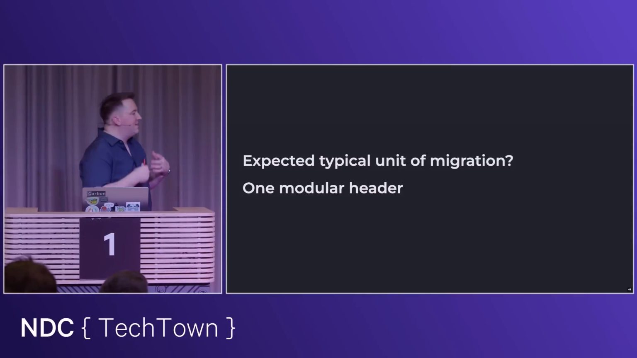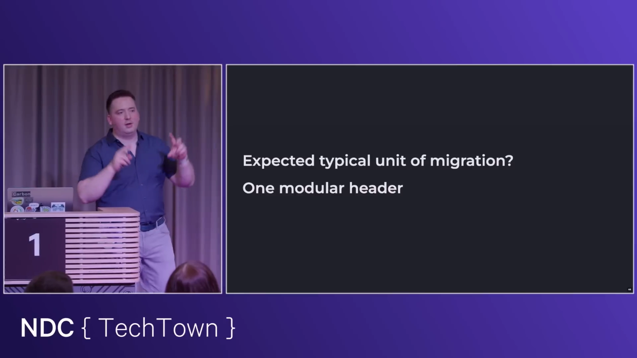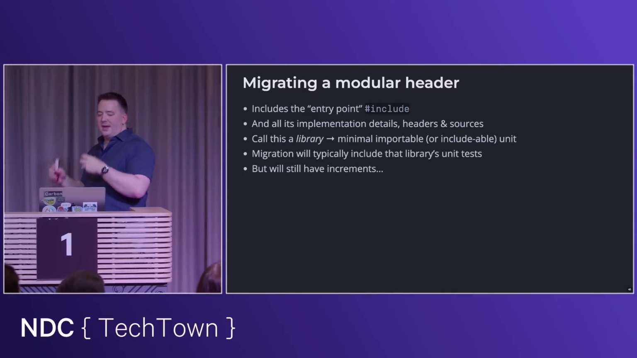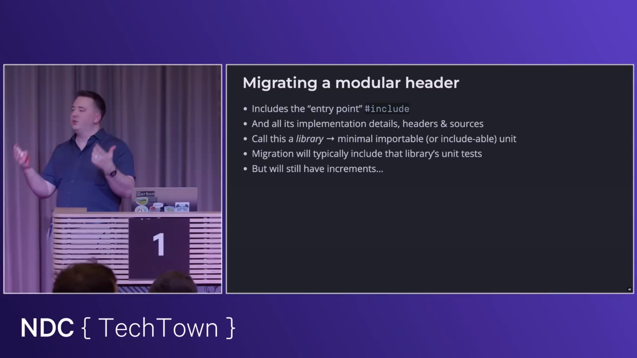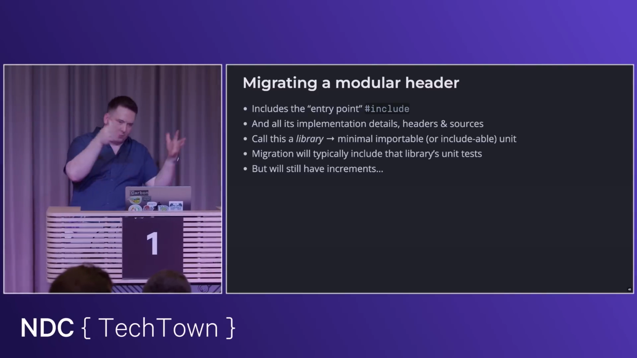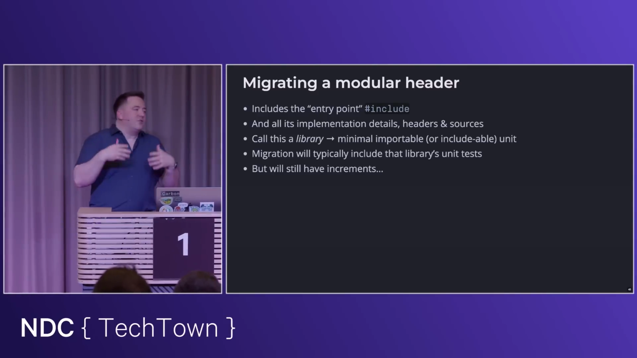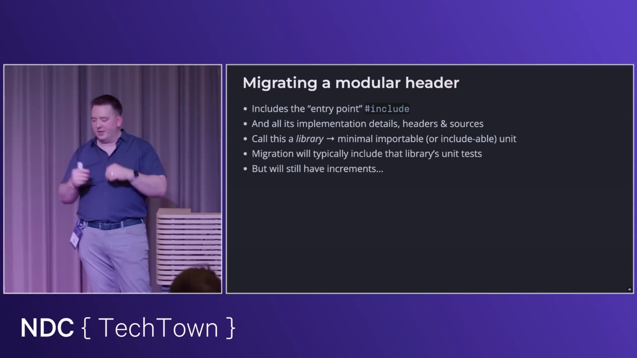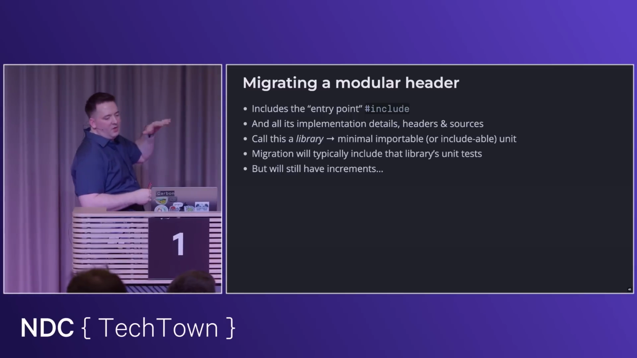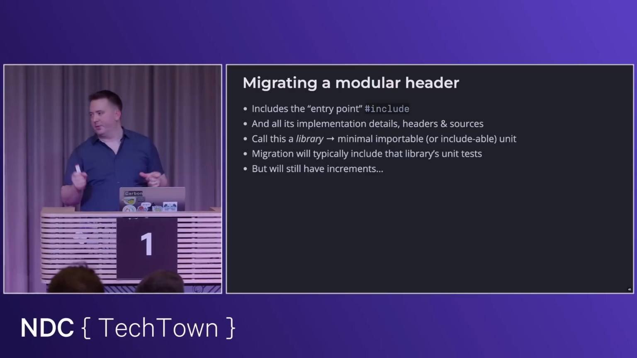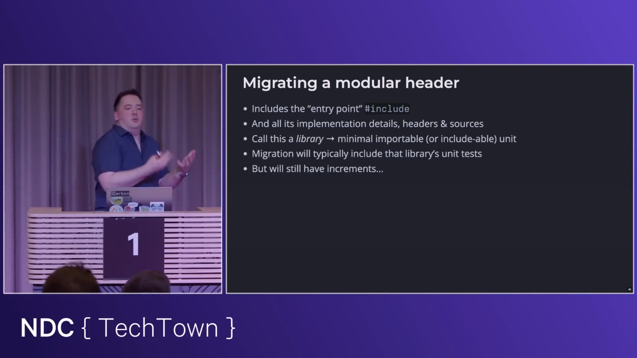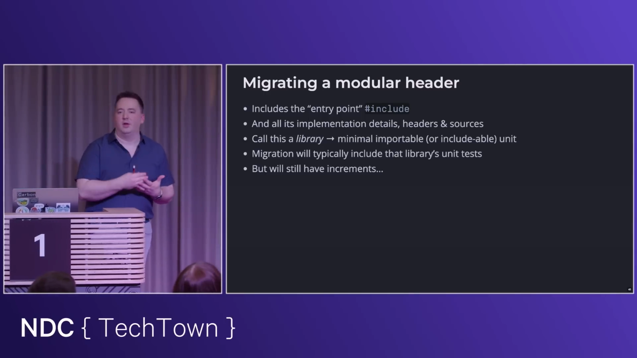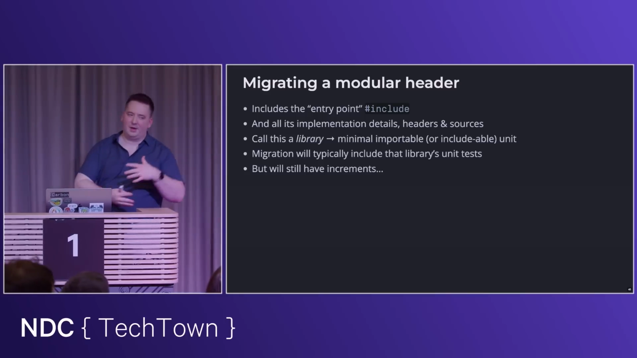But you probably are going to have a different unit of migration. And we expect the typical unit of migration for users to be basically what we call modular header files, okay? A modular header is basically some entry point includable header, like a header that you actually tell people, yeah, you include this if you want to get at my API, right? As well as all of its implementation details, any implementation detail header files or sources, all the constituent parts of it. In Carbon, we tend to call this a library. It's our minimal importable, or in C++ includable, unit of API, right? And that's the granularity we expect people to really want to migrate on, because that's going to be the one that fits naturally with how they've organized their code already.